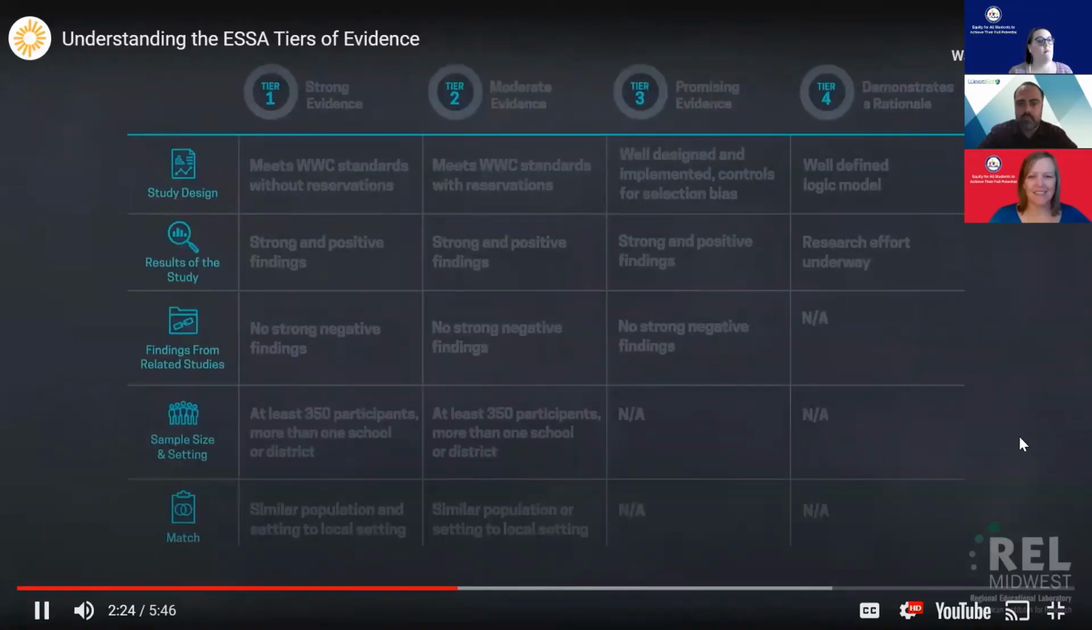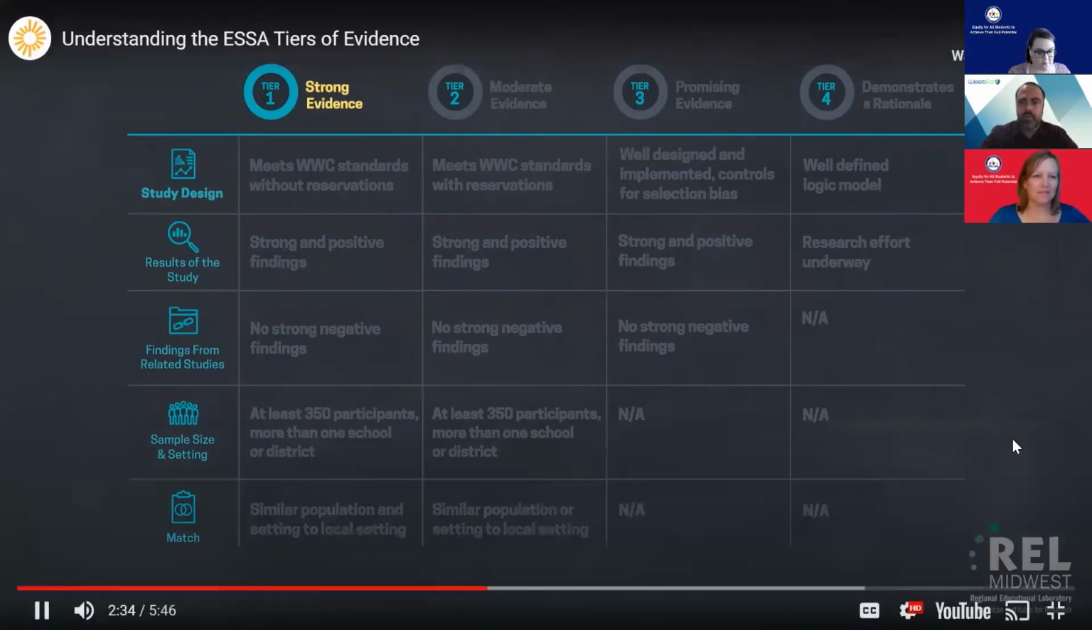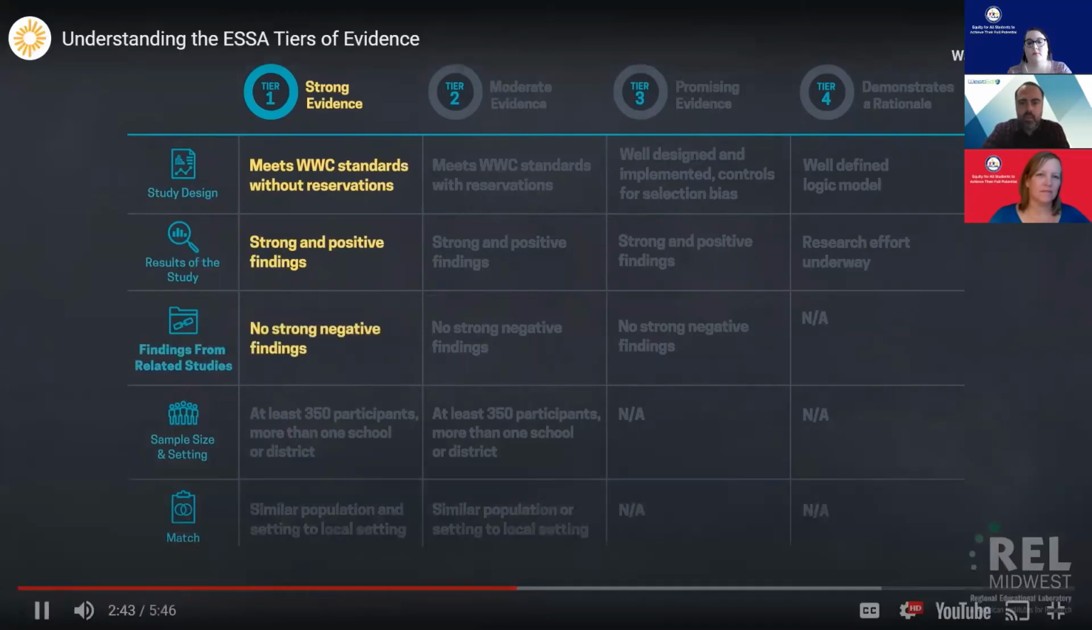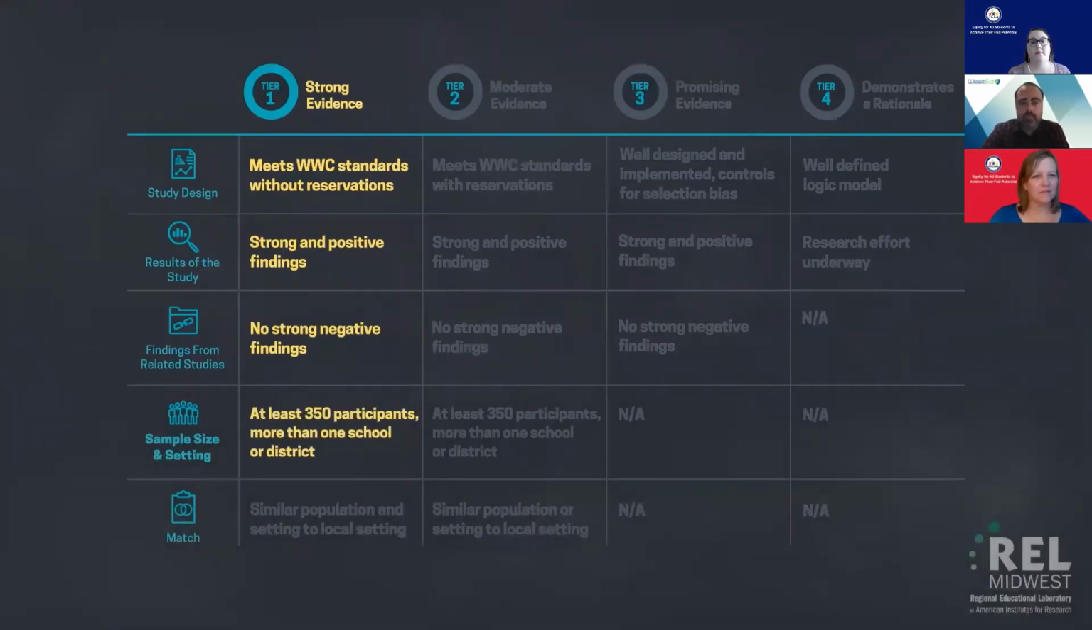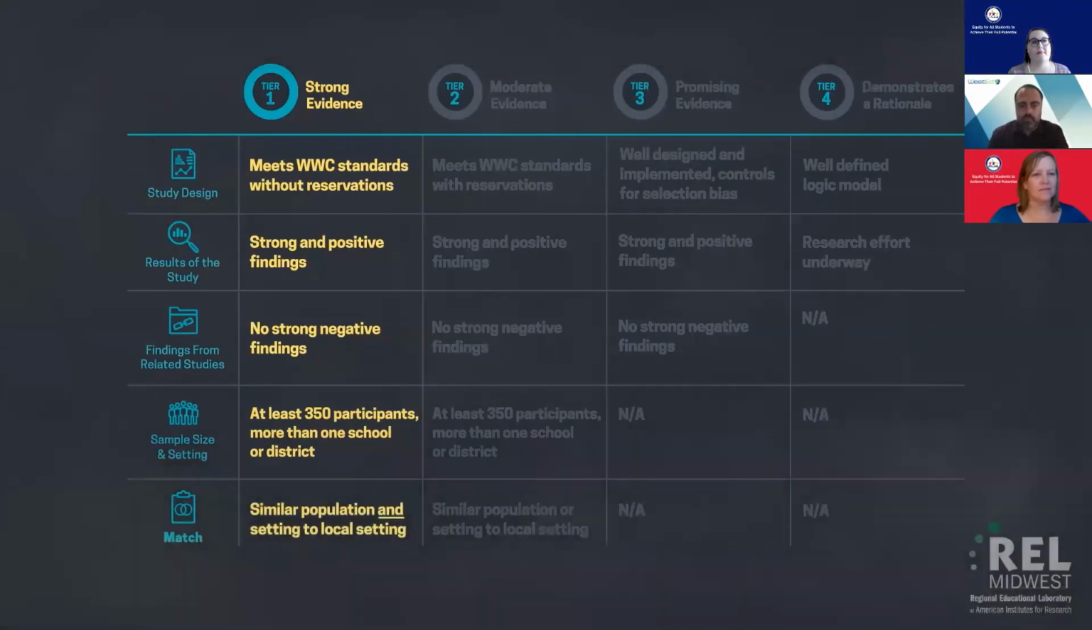For an intervention's outcomes to be rated Tier 1, or as having strong evidence by a district or school, it must be supported by 1 or more well-designed, well-implemented experimental studies, meeting the What Works Clearinghouse standards without reservations. Have strong and positive findings of the intervention. Have no strong negative findings from other well-designed studies. Have at least 350 participants in the study sample and have been measured in more than 1 school or district. And have a similar population and setting to that of the district that is considering the intervention.